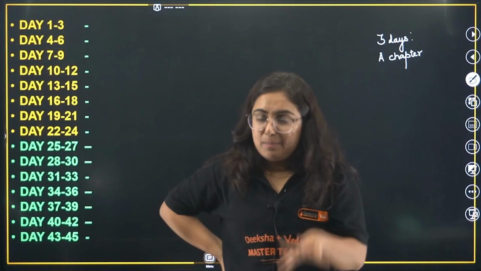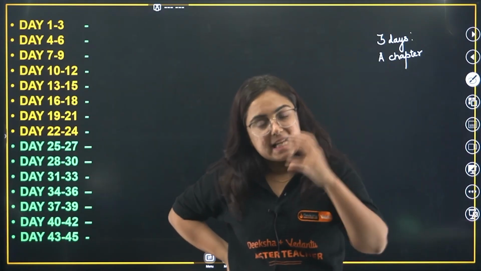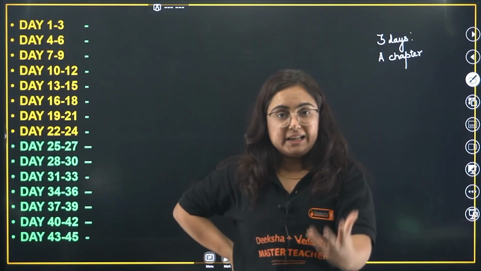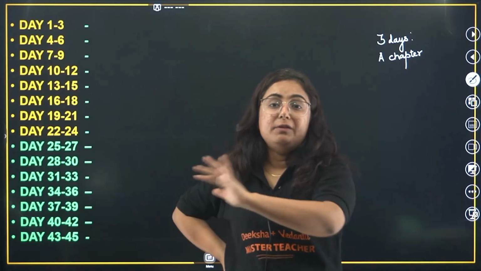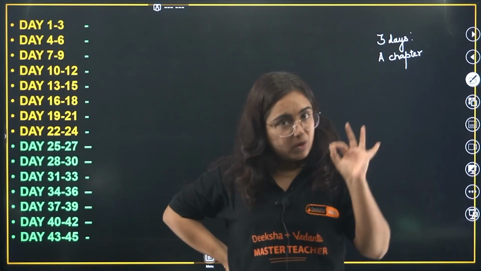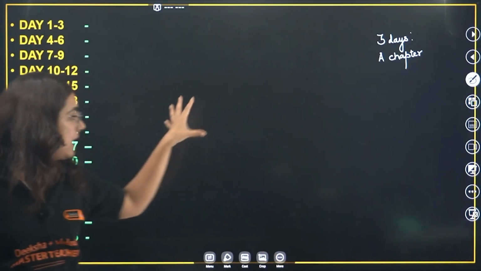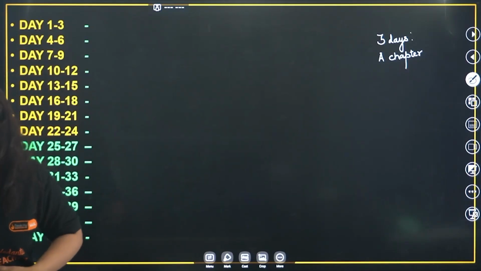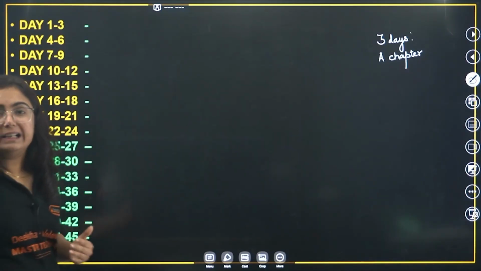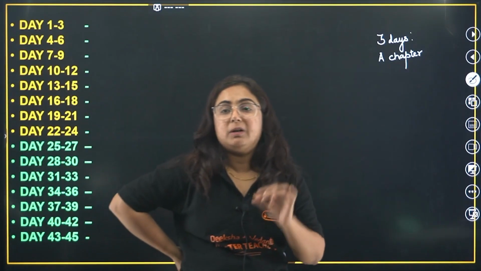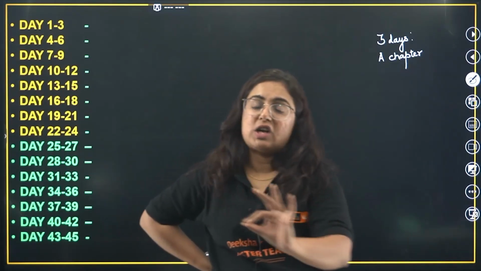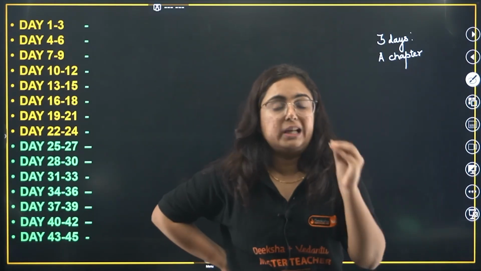Some of the chapters are very small. Yes, and I believe some of the chapters are lengthy. In that, we will balance all of them. Okay, getting my point? The planner that I am making is my advice. You can adjust this accordingly. You can rearrange the chapters. But yes, 3 days to a chapter is more than enough, more than required.